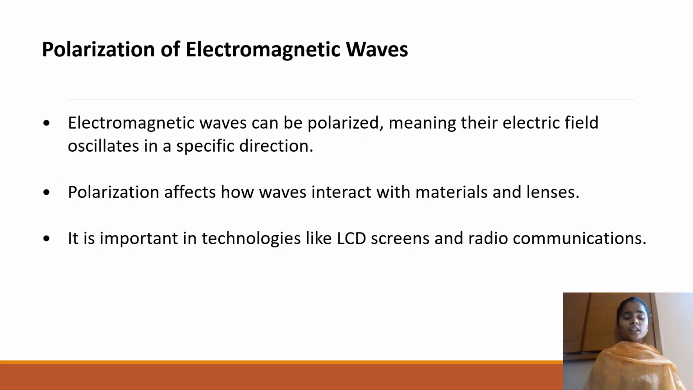Polarization of electromagnetic waves. Electromagnetic waves can be polarized, meaning that the electric field oscillates in a specific direction only. Polarization affects the interaction with materials and lenses. Important technologies using polarized electromagnetic waves include LCD screens and radio communications.